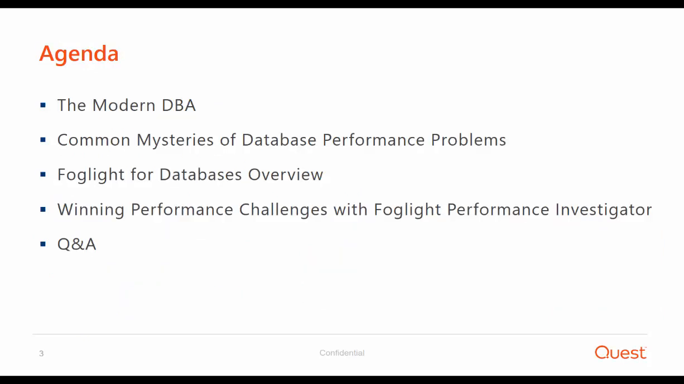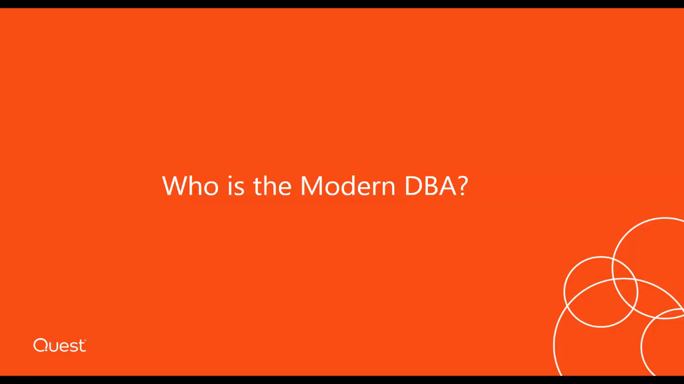Okay, so let's talk for a second about the agenda for today's presentation. We will start this session by reviewing who is the modern DBA, what are the main challenges of today's DBAs. We will talk about some common mysteries of database performance problems. We will see what Foglight for Databases is and how it can provide huge value to DBAs. We will see how to address some common performance challenges using Foglight Performance Investigator. So let's start by reviewing who is the modern DBA.